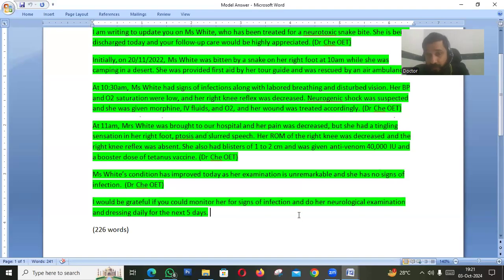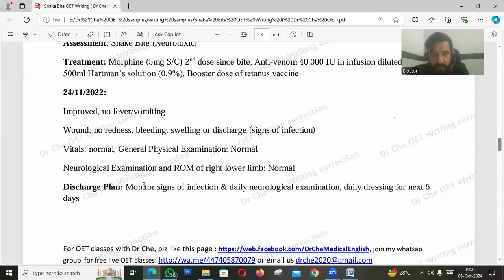So what do you need to write in the conclusion? Monitoring signs of infection is important to mention. Daily neurological examination is important. Daily dressing is important for the next 5 days. But it's difficult to write a good sentence with all of these things. When you write by yourself, you will notice it's difficult to arrange them in a sentence. So what I have done here is, I will show you.